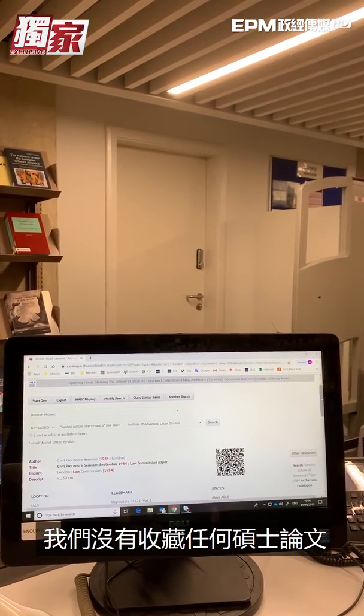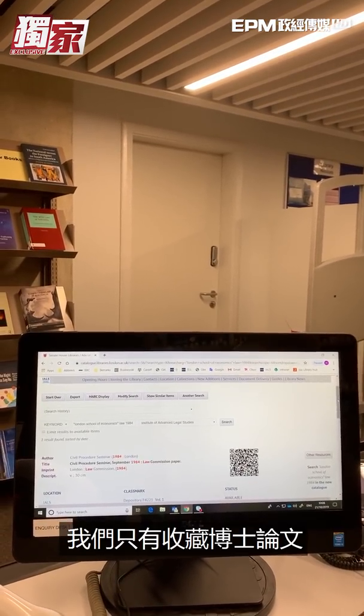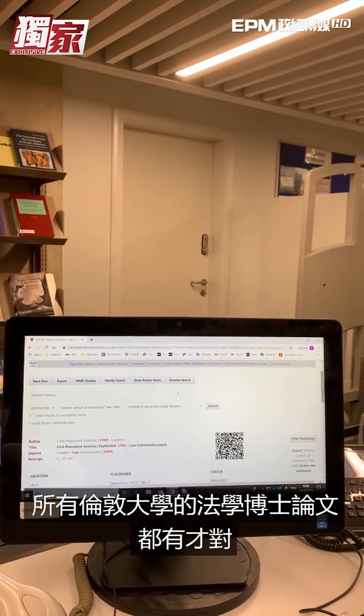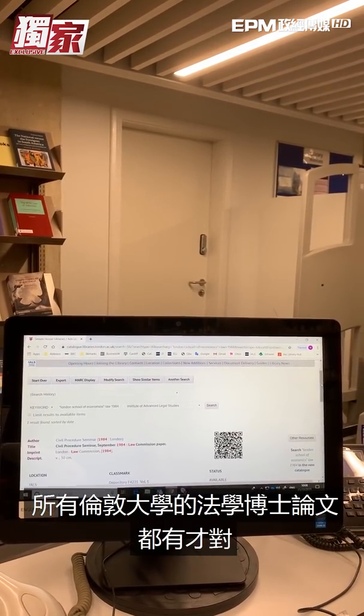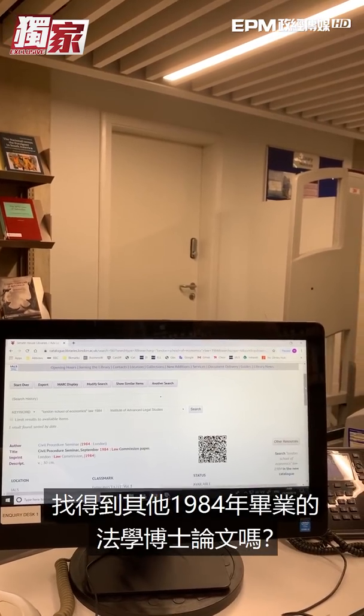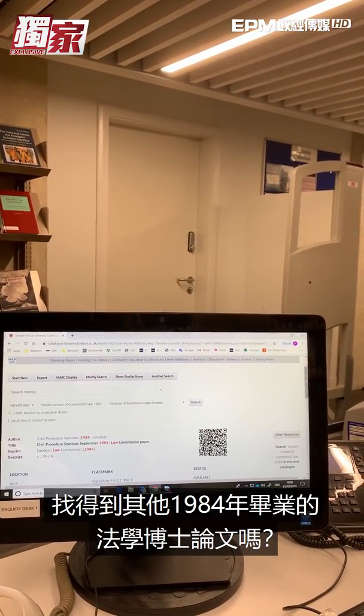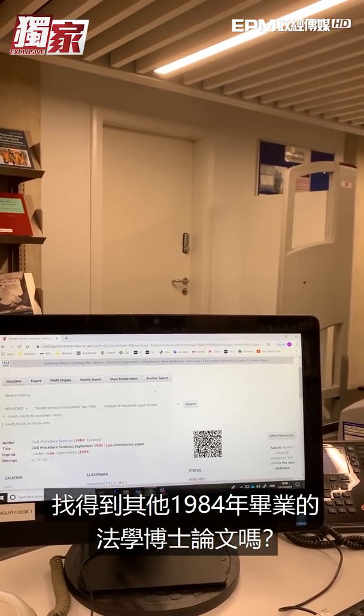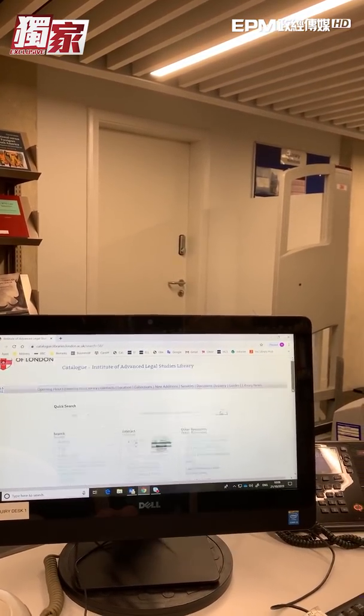Let's try it. We don't have any master's theses here. We only have PhD theses in our collection. It's supposed to be all the University of London law PhDs from 1947 onwards. But is there any other PhD thesis in 1984, the same year, and also the law school?